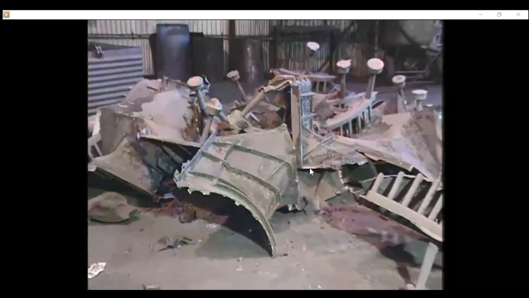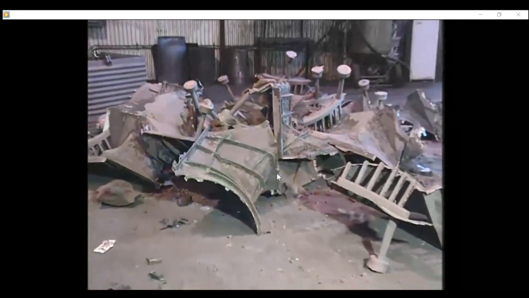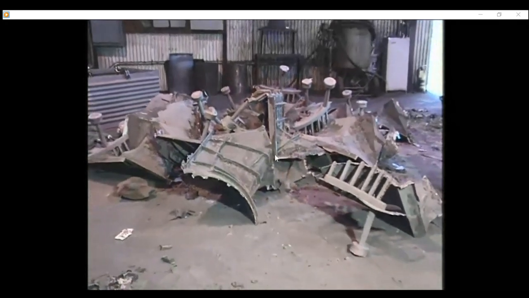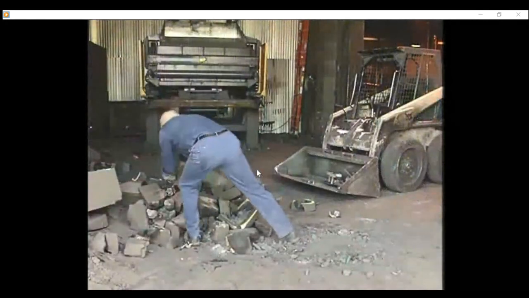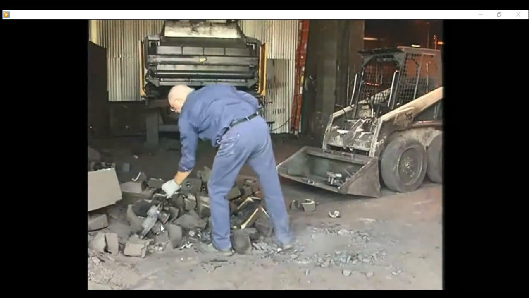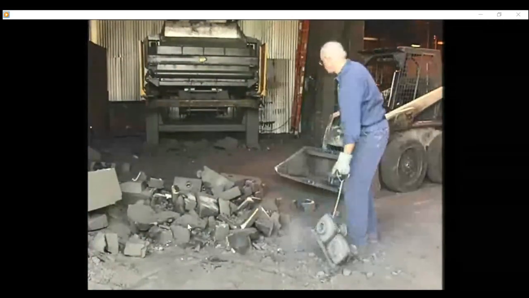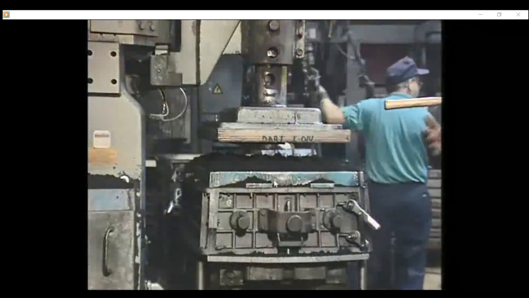These are the many parts being produced by casting. Actually, this is the casting production. You need to clean it sometimes. This is the cast part. This is the mold. Then now they destroy the mold.